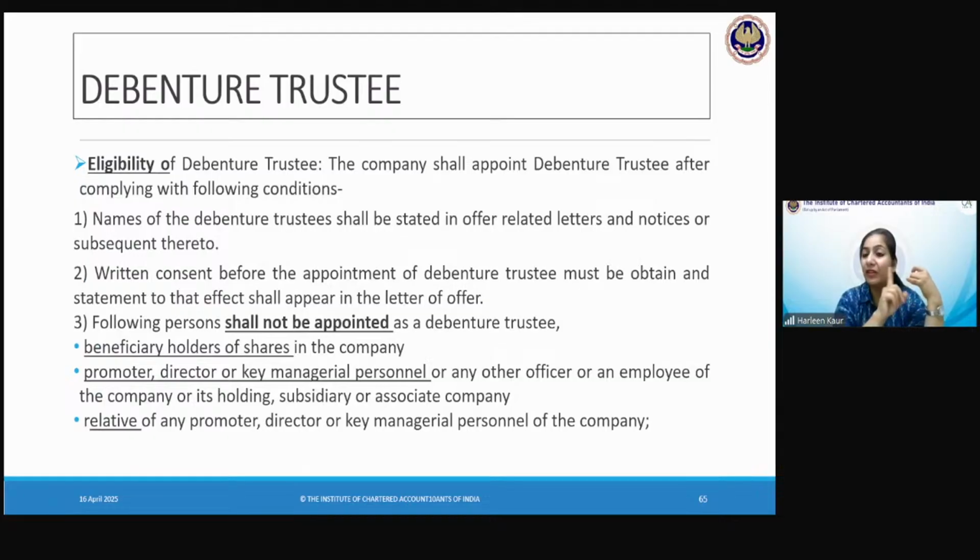A person who is a beneficial holder of shares. If you are already a shareholder of my company, can you be appointed as the debenture trustee? Yes or no? No, correct. Promoter, director, or KMP, can they be appointed as the debenture trustee? No, ma'am. Can a relative of a promoter, director, or KMP be appointed as the debenture trustee? No, ma'am. Easy. First 3 points learned. No doubts. Okay.